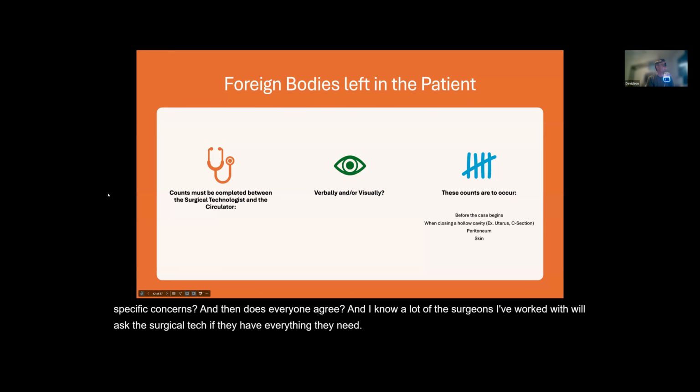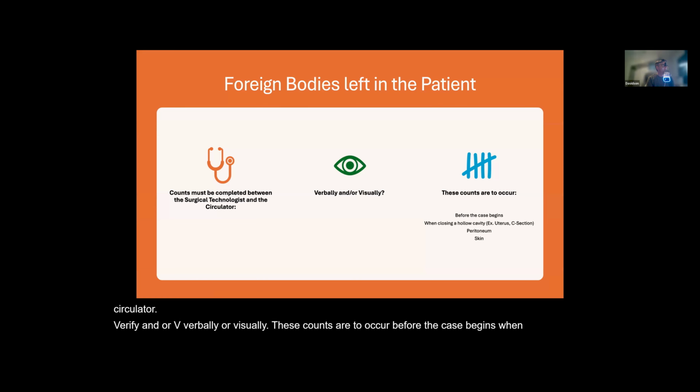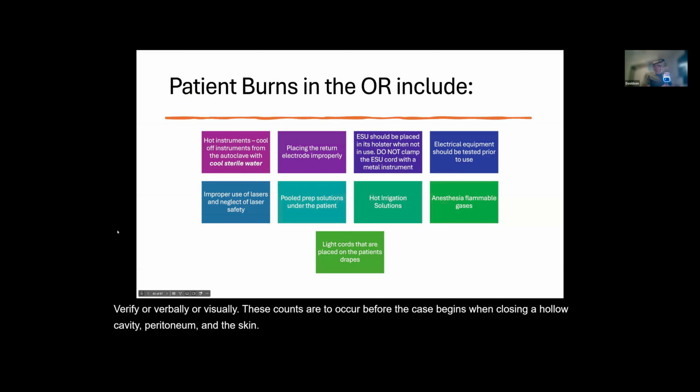Foreign bodies left in the patient. Counts must be completed between the surgical technologist and the circulator. Verify verbally and visually. These counts are to occur before the case begins, when closing a hollow cavity, peritoneum, and the skin.